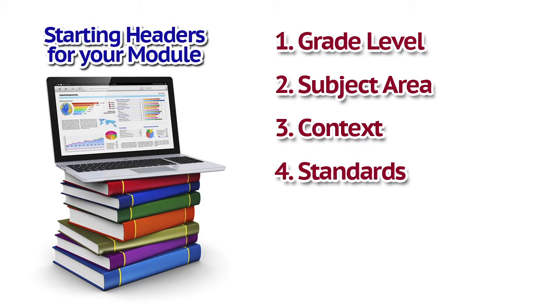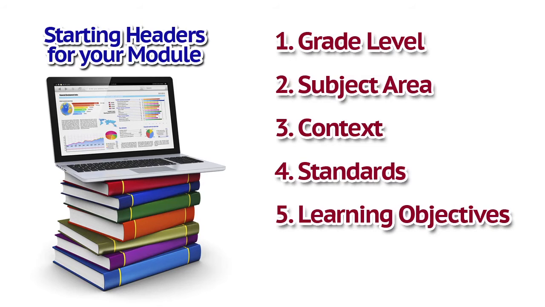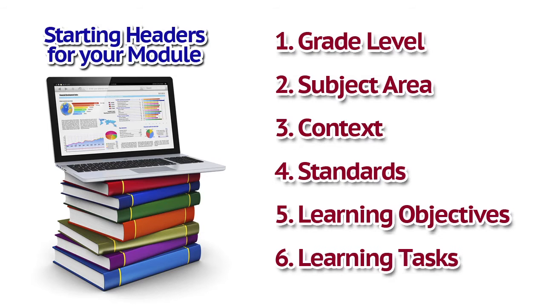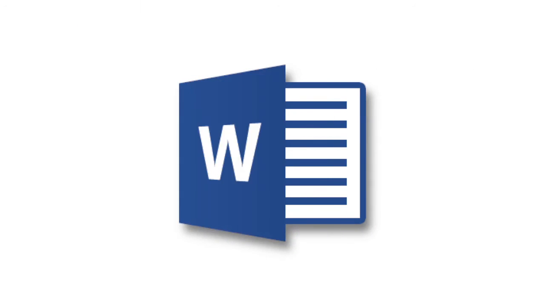4, standards. Remember, not every school has standards. If this doesn't apply to your context, just mention this briefly to help your peer evaluators. 5, learning objectives. What will students know and be able to do after this module? And 6, learning tasks. These are the step-by-step instructions you want your students to complete. Be sure this section includes links to learning objects, formative assessments, and summative assessments. Review my example again if you have questions.